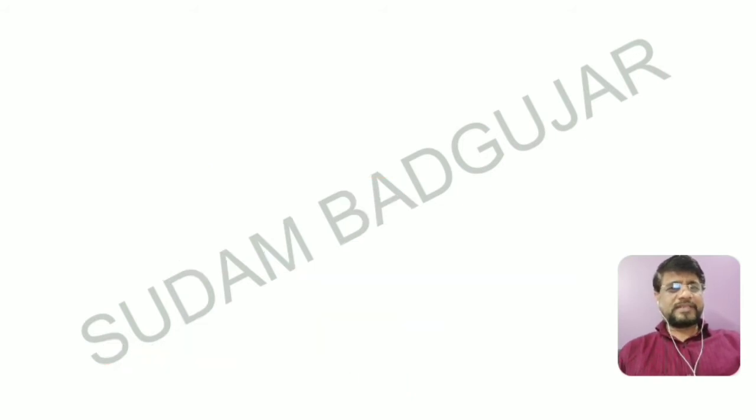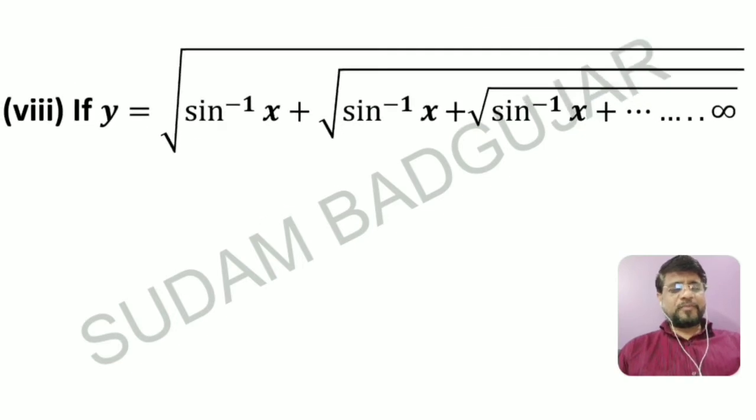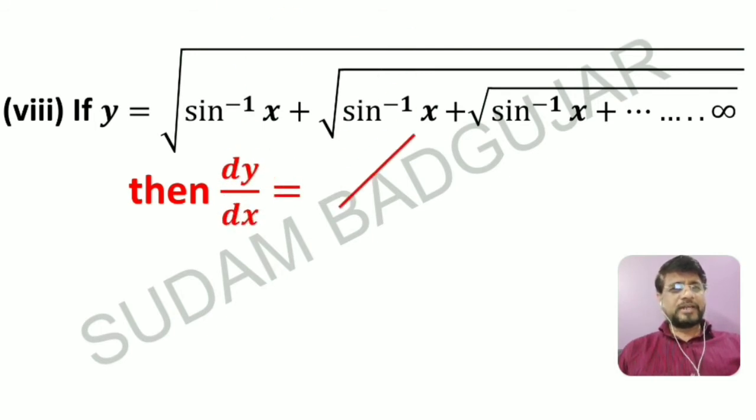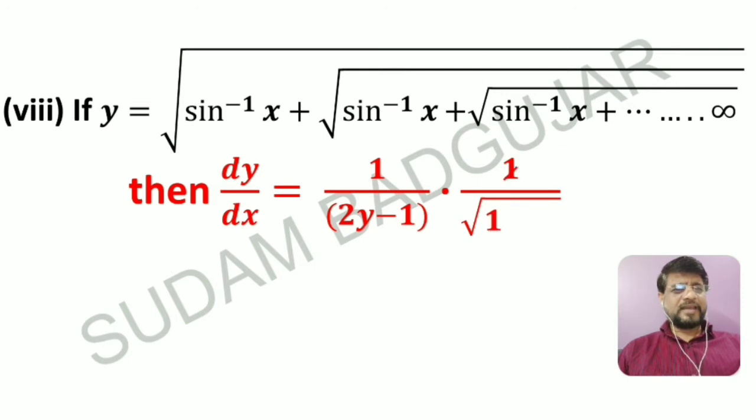Now the next one is, if y is equal to under root of sine inverse x plus under root of sine inverse x plus under root of sine inverse x up to infinity, that is an infinite series, then its derivative is 1 upon 2y minus 1 into the derivative of sine inverse x, that is 1 upon under root of 1 minus x square. It's a very simple form.